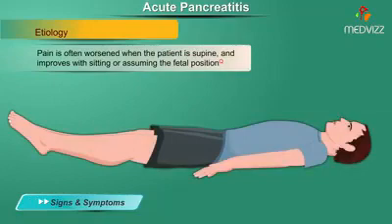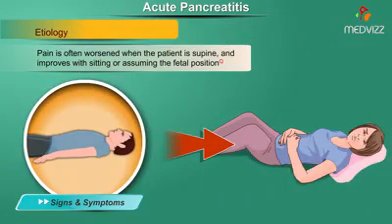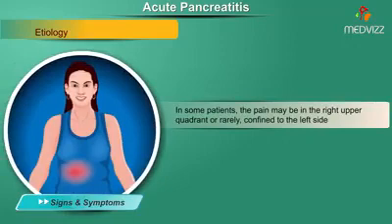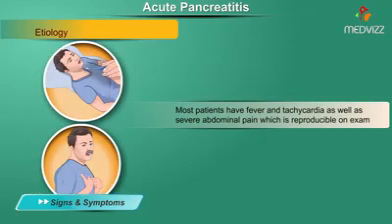Pain is often worsened when the patient is supine and improves with sitting or assuming the fetal position, and it's an important point to be noted. In some patients, the pain may be in the right upper quadrant or rarely confined to the left side. Most patients have fever and tachycardia, as well as severe abdominal pain, which is reproducible on examination.